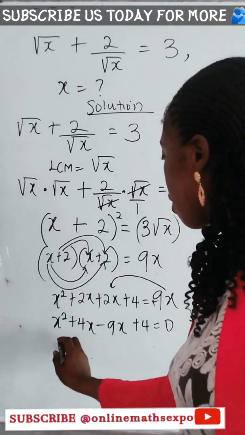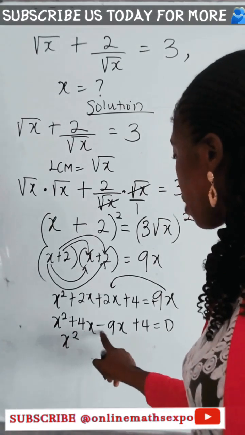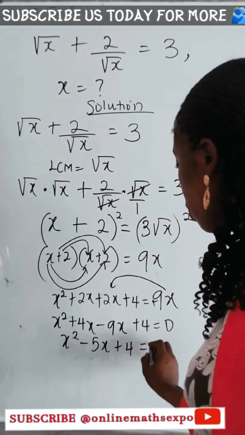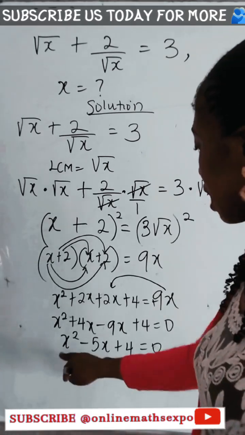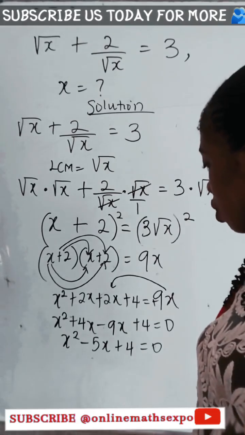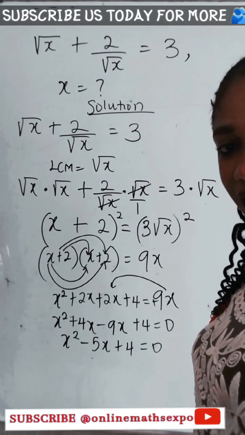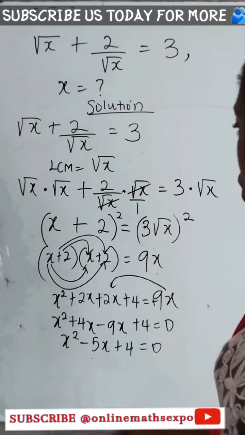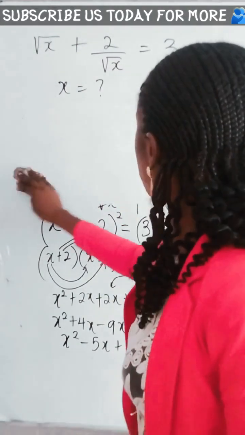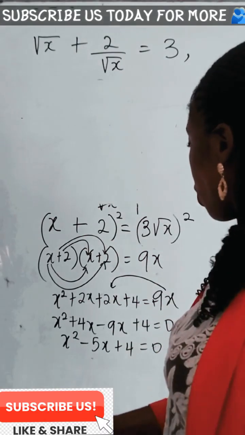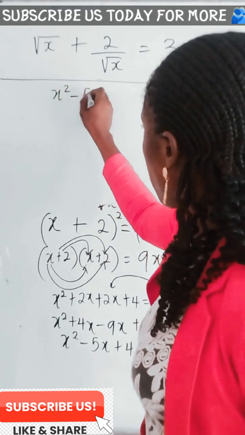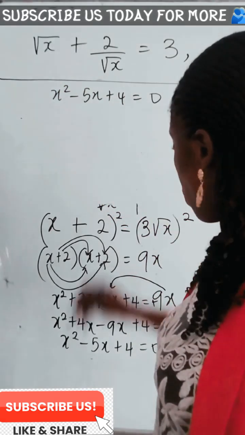Okay, so we're going to have x squared, 4x minus 9x will give us minus 5x plus 4 is equal to 0. So you see at this point, this has led us to a quadratic equation. So can we solve this equation quadratically? Yes. So let's bring it up here. So if you bring it up, look at what we have. We have x squared minus 5x plus 4 is equal to 0.